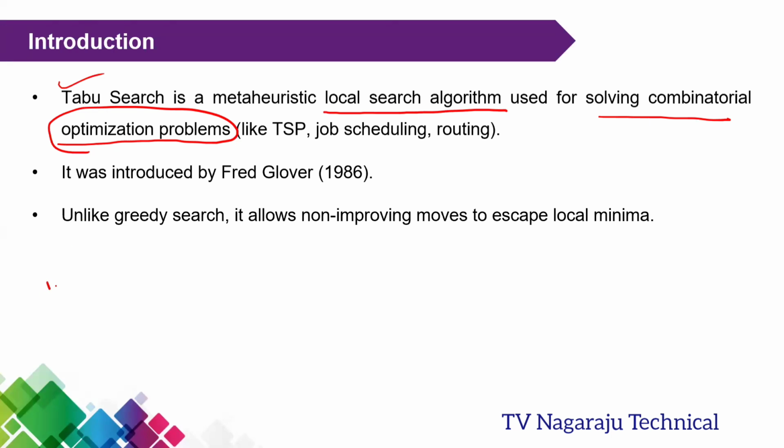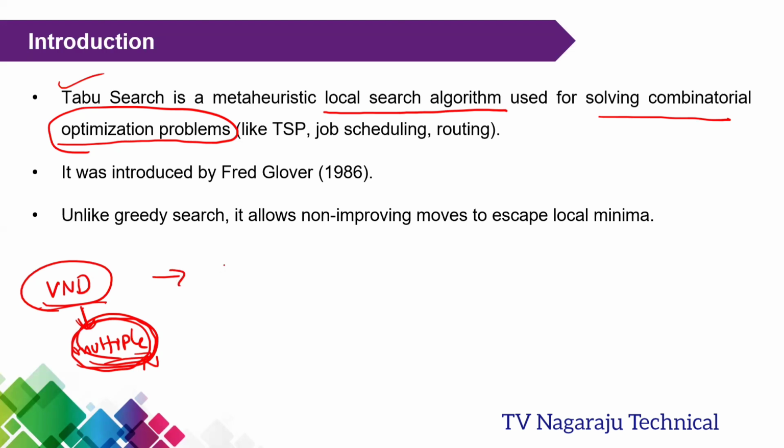For example, consider the VND algorithm. What is meant by VND? This VND algorithm is also a local search algorithm. It uses multiple neighborhoods to explore the nodes systematically. Whenever it gets stuck in one neighborhood, it switches to another neighborhood. That is, the VND algorithm uses multiple neighborhood structures, but Tabu, instead of multiple, maintains a single neighborhood structure with some memory.